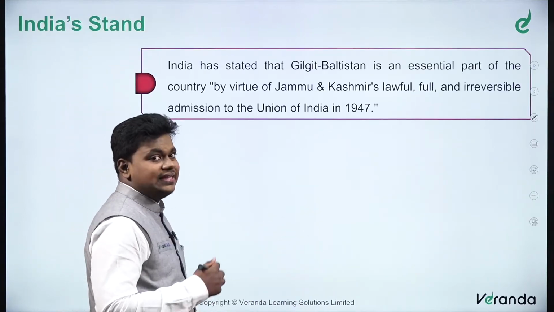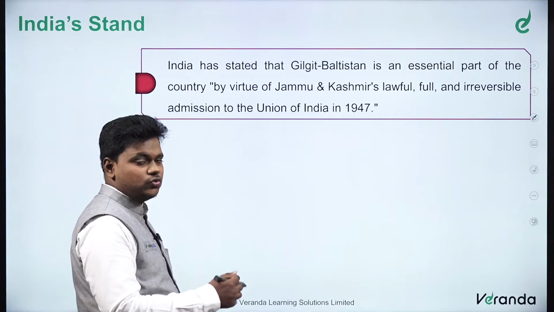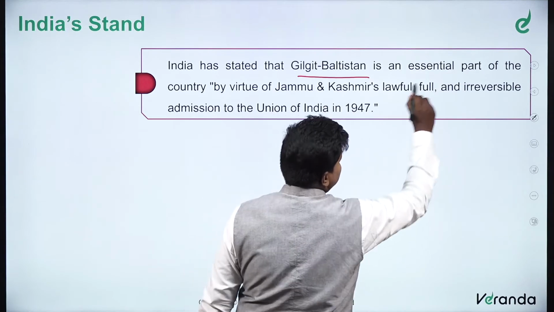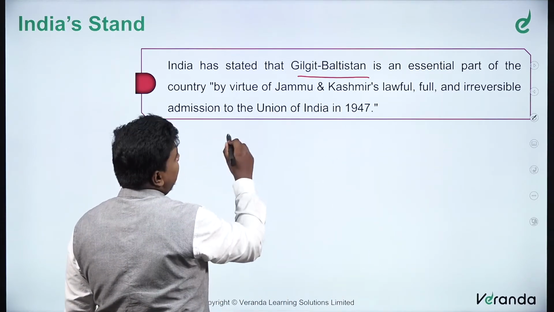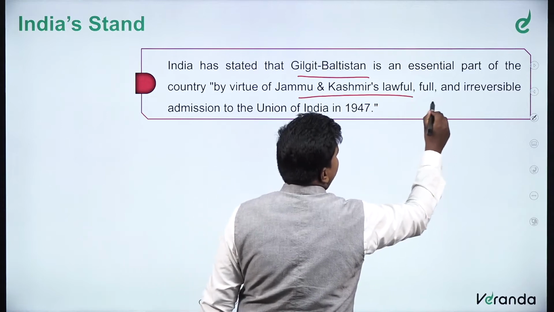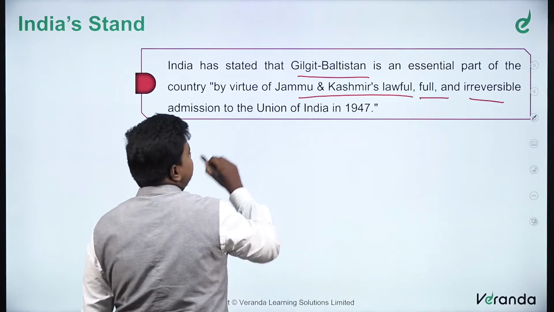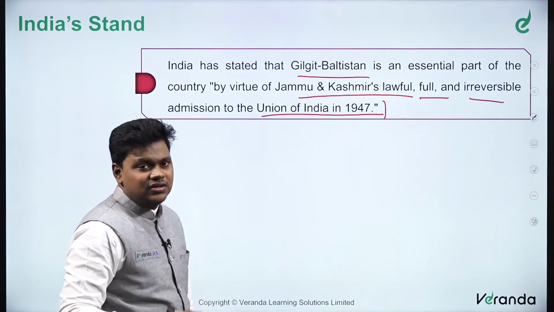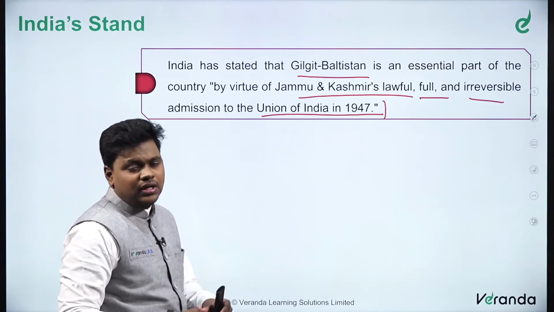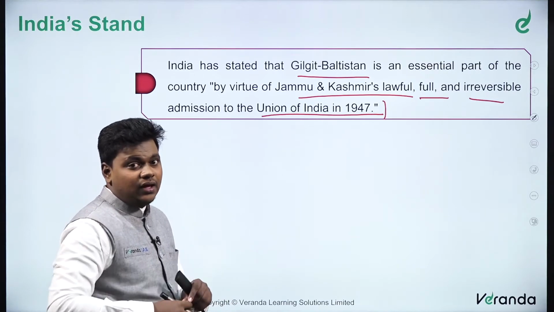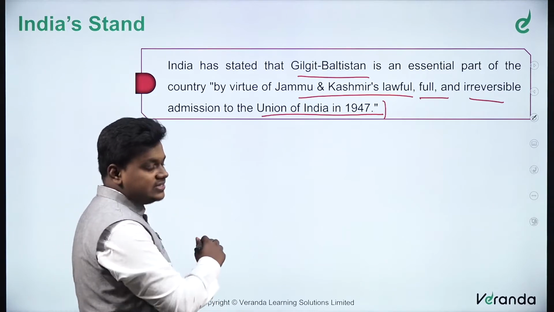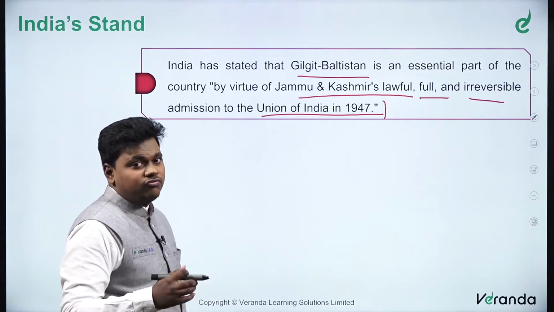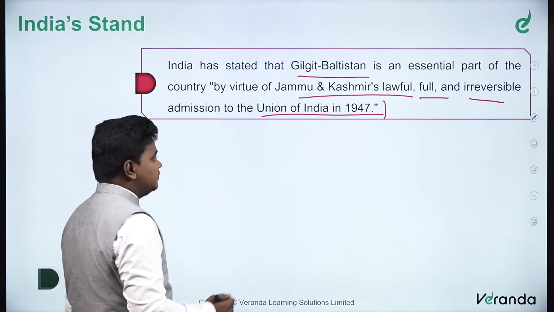Further, let's see what is India's reaction to the news from Pakistan's side. India has stated that Gilgit-Baltistan is an essential part of the country by virtue of Jammu and Kashmir's lawful, full and irreversible accession to the Union of India in 1947. So, India reiterated its stand. India claims the entire region of Jammu and Kashmir and Ladakh as its own sovereign part. So, this decision by Pakistan was seen as against the sovereignty of India. That is why India was opposing this.